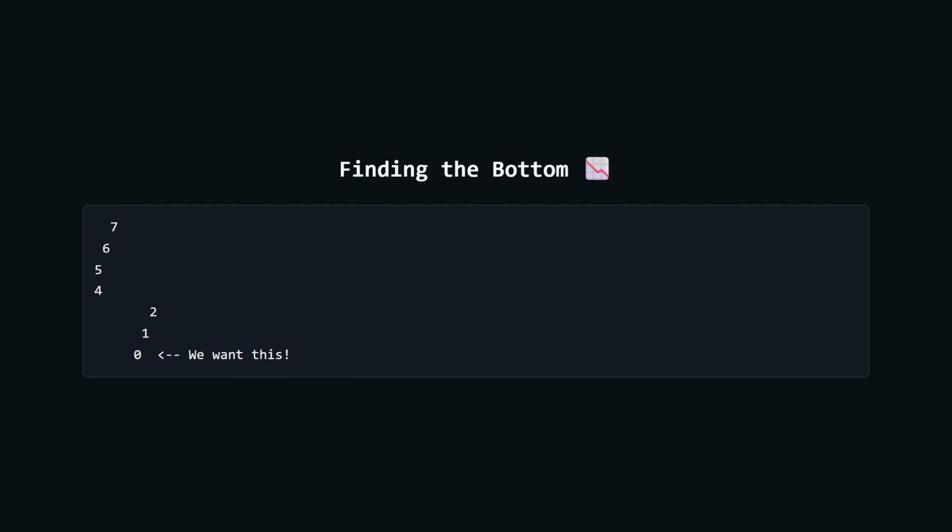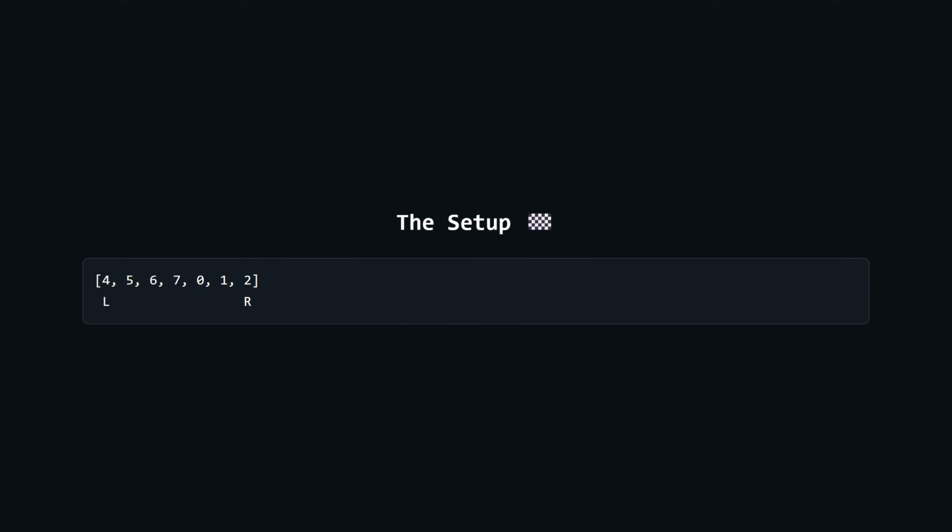If we plot these rotated numbers on a graph, it actually looks like two ascending slopes separated by a cliff. Our target is to find the lowest possible point, which will always be at the start of that right-hand slope. To do this, we start a standard binary search by placing a left pointer at the beginning and a right pointer at the very end. Then, we find the middle element between them.